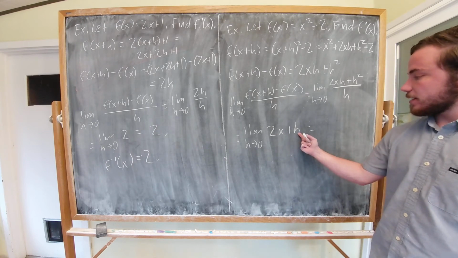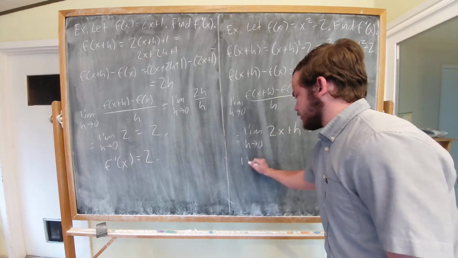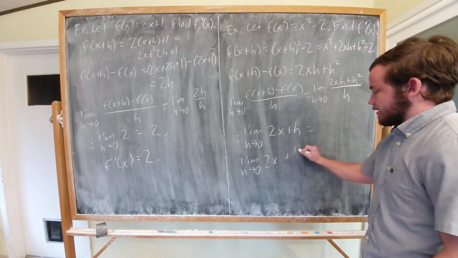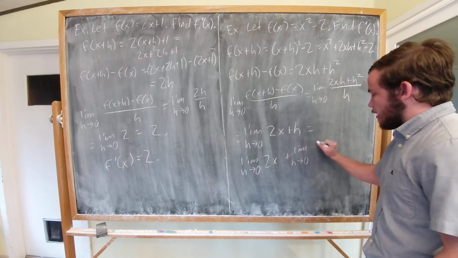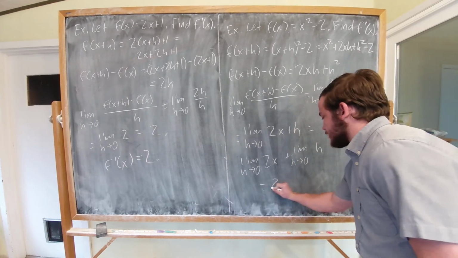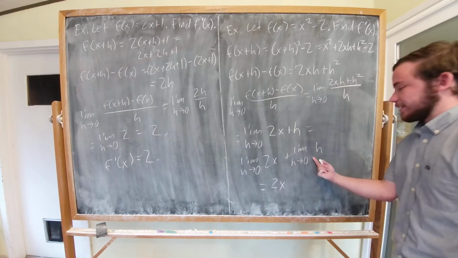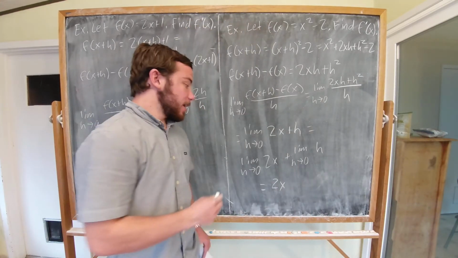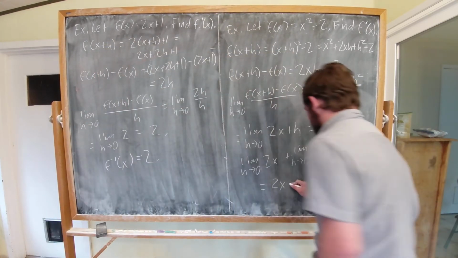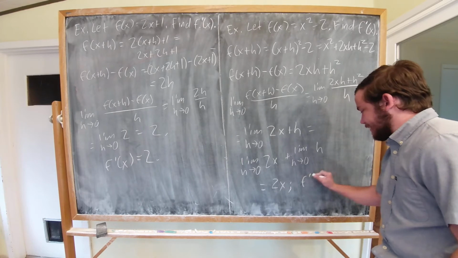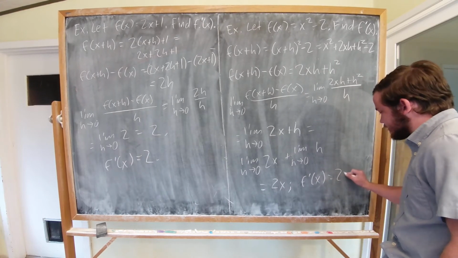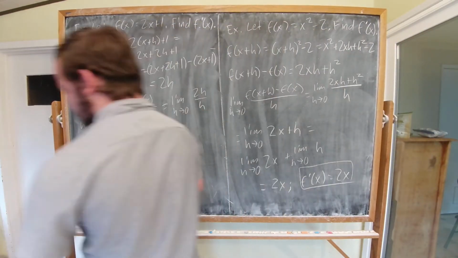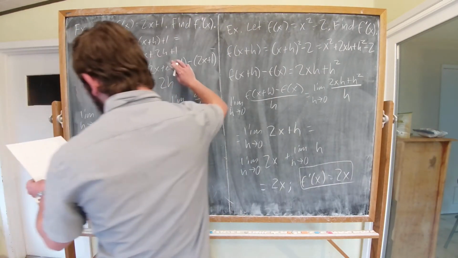And this part goes to 0. Using our limit laws, I guess we can explicitly say this is limit as h goes to 0 of 2x plus limit as h goes to 0 of h, which is just 2x, since h goes to 0 as h goes to 0. All right, and that's our derivative. F prime of x, in this case, is 2x. How about that? Let's do one more example using the limit definition.